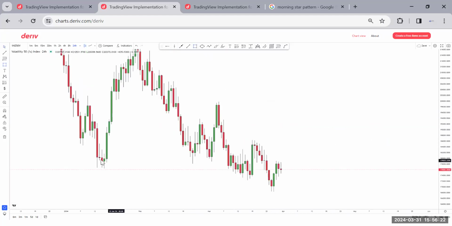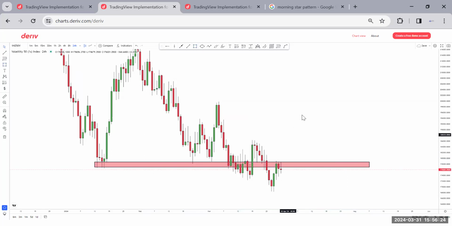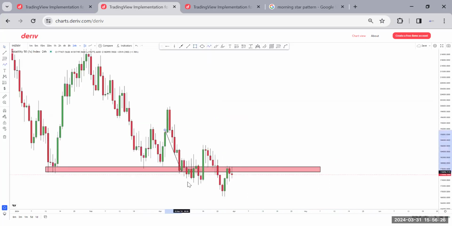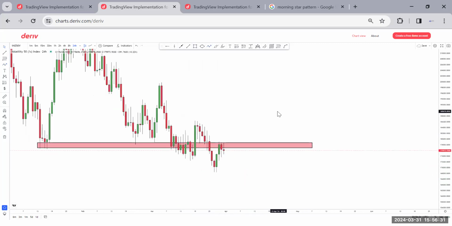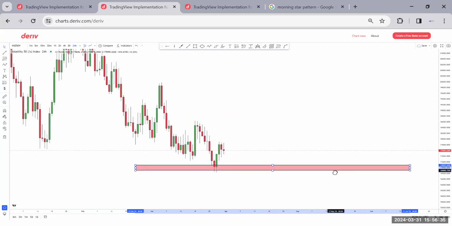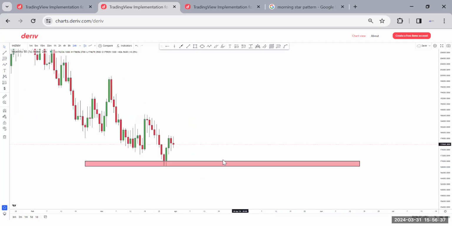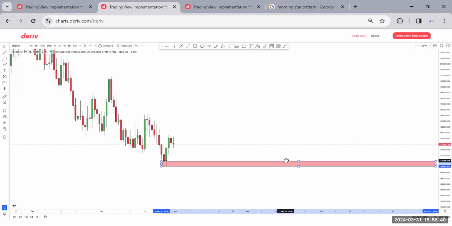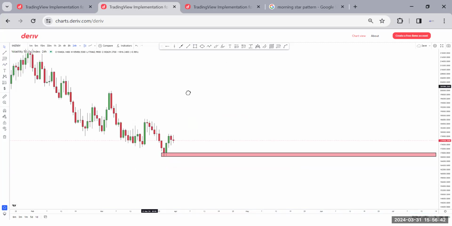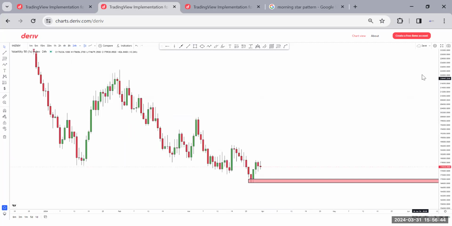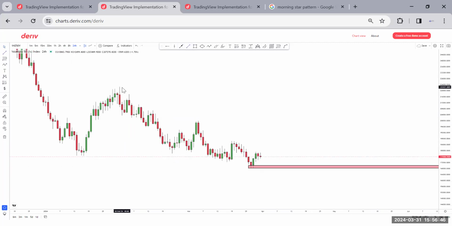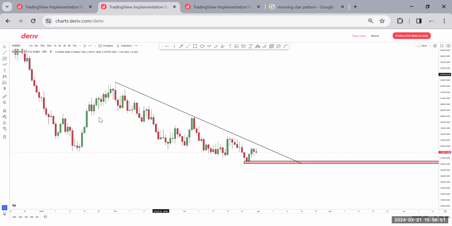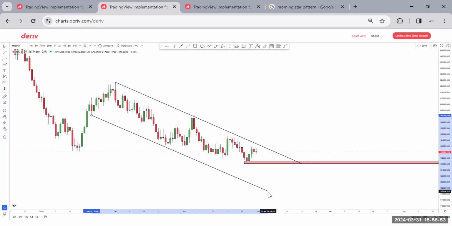So this was our previous support, which price has been dancing around. We can now move that support to this area and then see if we can get a double bottom confirmation. Then we buy, but it has been on a downtrend. If you put your trend line here, this has been the channel within which price is traveling.